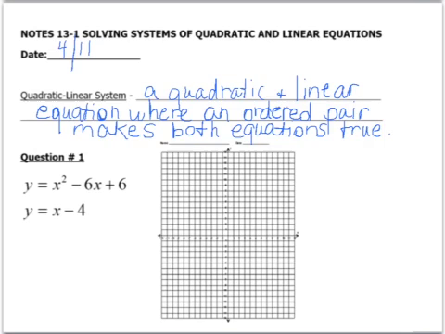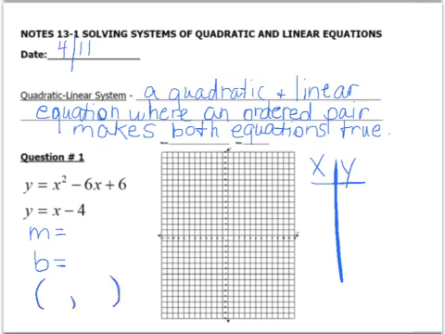So question number 1 says to graph y equals x squared minus 6x plus 6, which we will do a table of values for, and y equals x minus 4, which we will find the slope and the y-intercept and graph in that way. The point at which these two equations cross each other or intersect is the solution point, and we will write it as an ordered pair of x comma y.